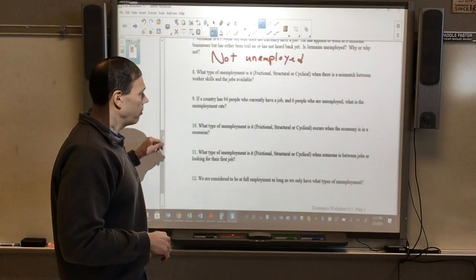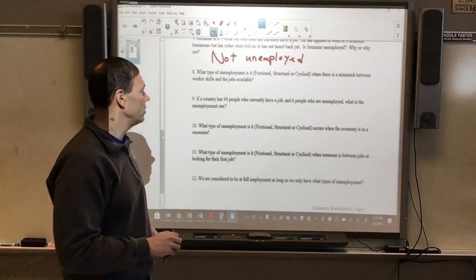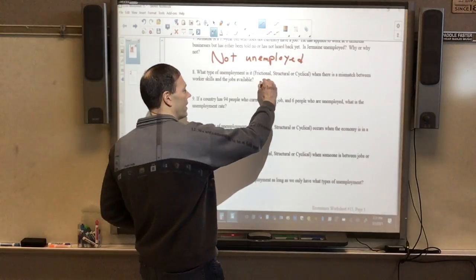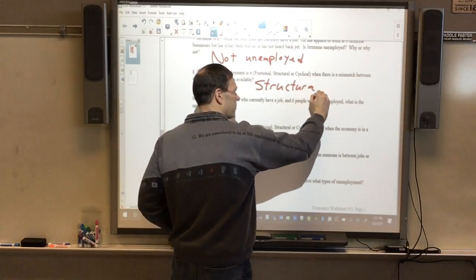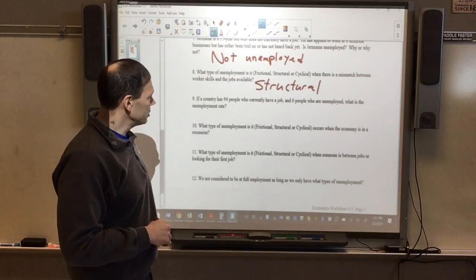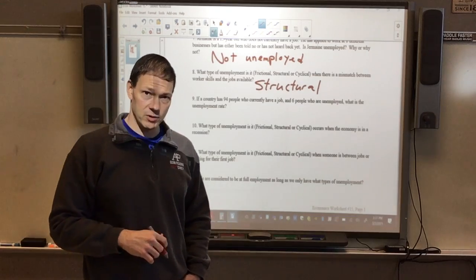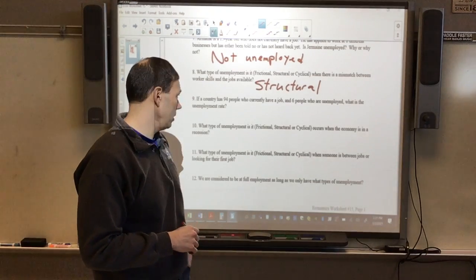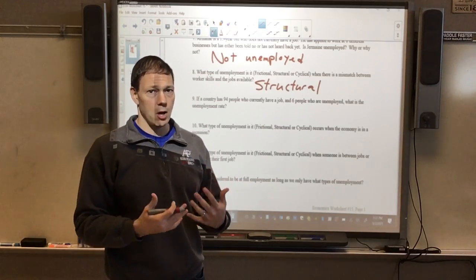All right, types of unemployment and calculating. So number 8, the type of unemployment when there's a mismatch between worker skills and jobs available, that's structural. Okay, and that's just kind of a term you need to know, structural unemployment mismatch. So a country's got 94 people that have a job, 6 people that do not have a job, but are looking. Okay, so 6 people who are unemployed. So our total labor force is 100.